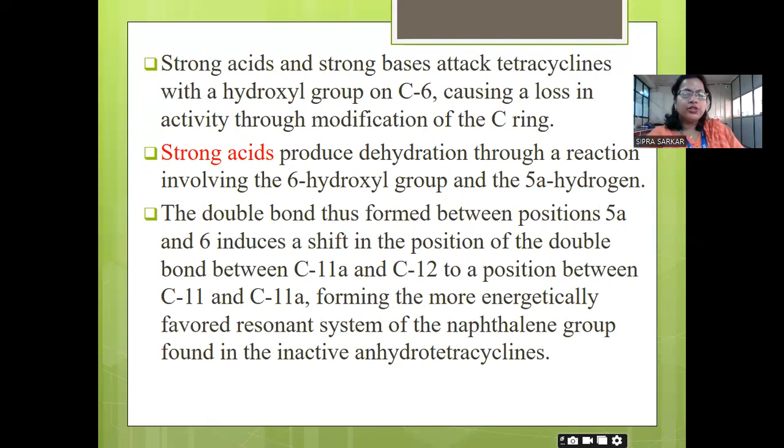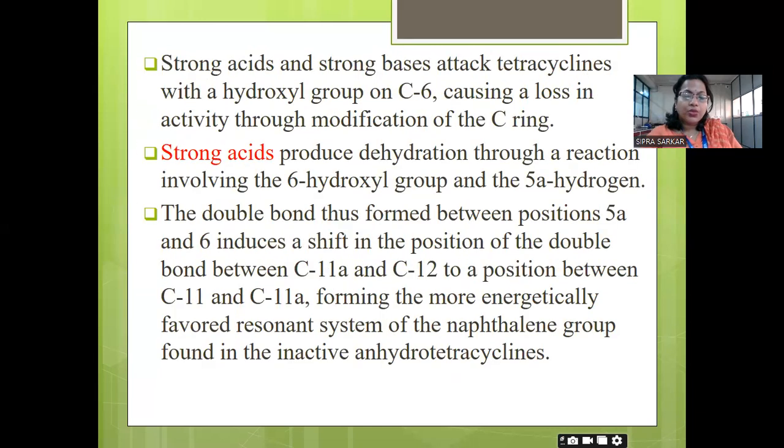Strong acid produces dehydration through a reaction involving the 6 hydroxyl group and the 5 alpha hydrogen. So strong acid sometimes produces dehydration, that means water removal, through a reaction involving the 6 hydroxyl group and the 5 alpha hydrogen. That means at the 6th position the hydroxyl group and at the 5 position the hydrogen will be removed as water. So the double bond thus formed between position 5A and 6 induces a shift in the position of the double bond between C11 and C12 to a position between C11 and C11a, forming the more energetically favored resonant system of the naphthalene group found in the inactive anhydrotetracyclines.